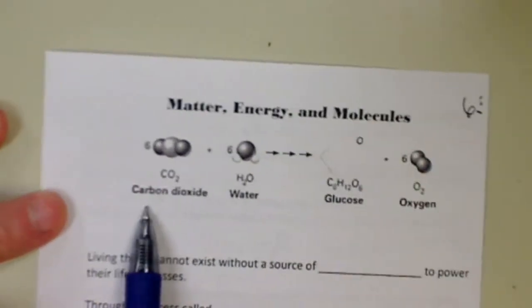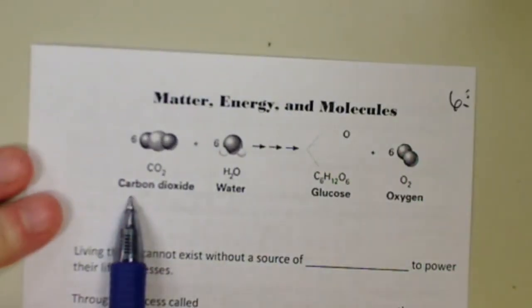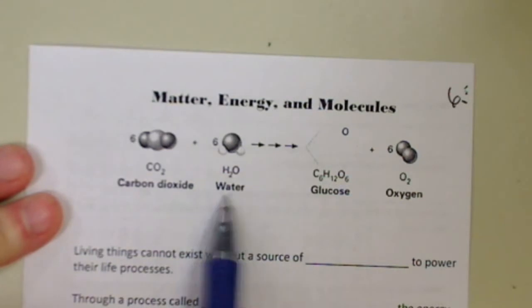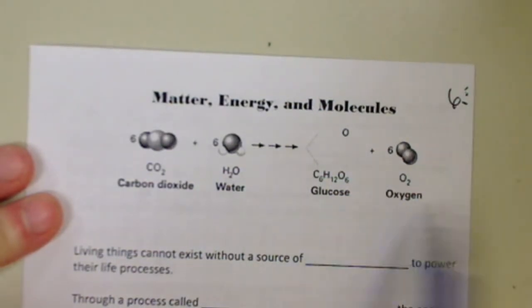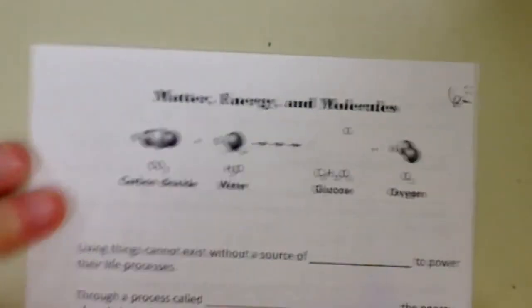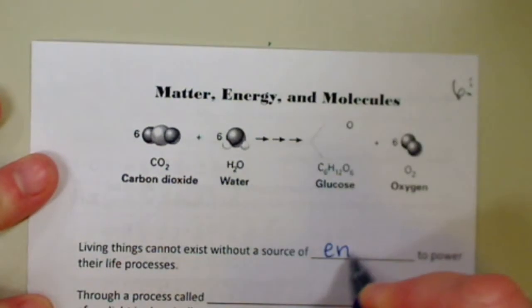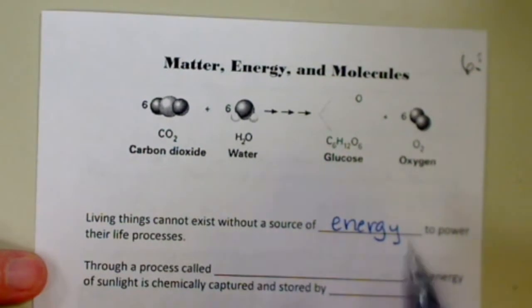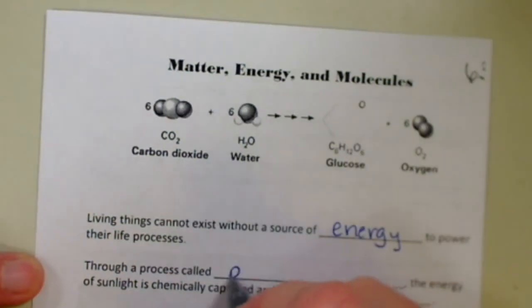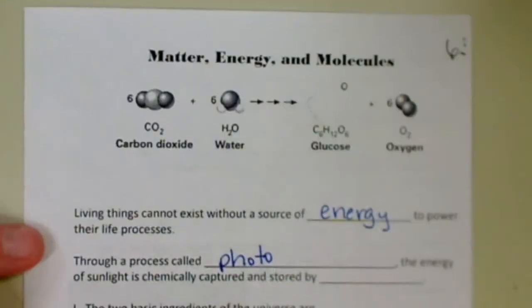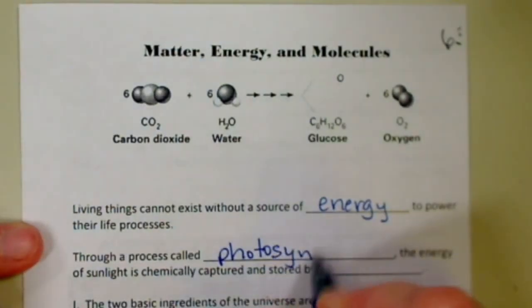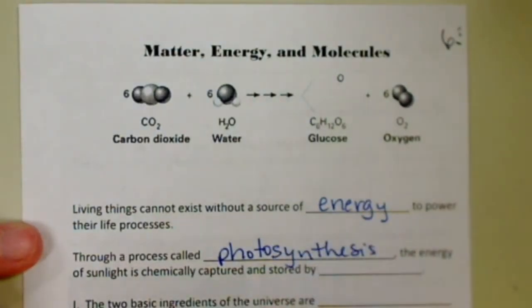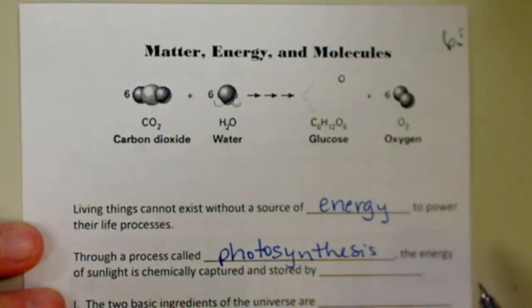This is kind of a continuation of photosynthesis. Carbon dioxide and water are going to produce glucose and oxygen. Living things cannot exist without a source of energy to power their life processes. Through a process called photosynthesis, again, it's a little bit of a recap of the notes you just took, the energy of sunlight is chemically captured and stored by the plant.